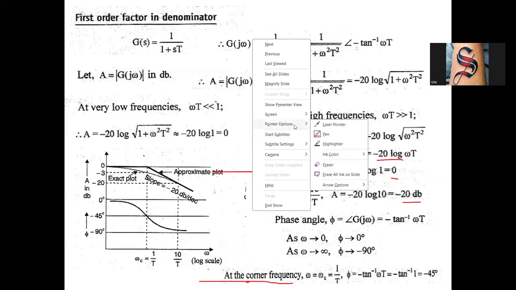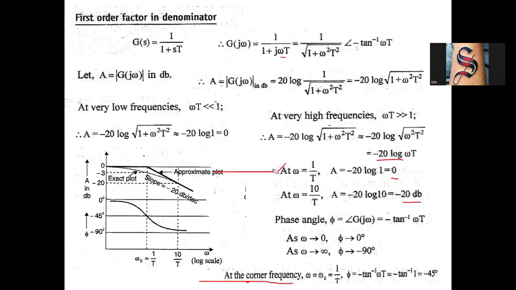Can anyone observe here? What is the frequency deviation? Again, we are taking it in terms of decade frequency, 1 by T and 10 by T. And what is the magnitude change? Again, it is 20 decibels. So 0 to minus 20 decibels.